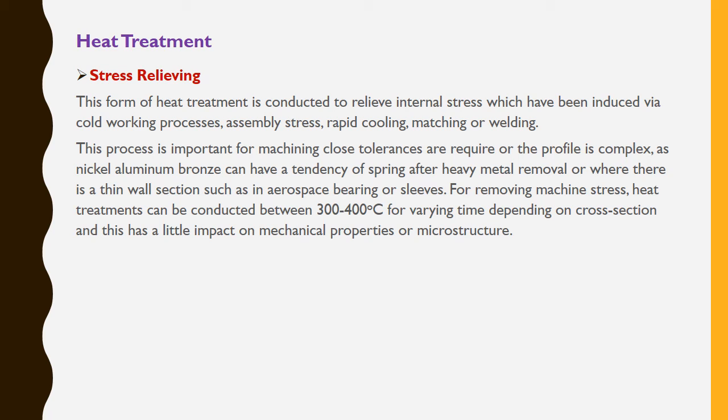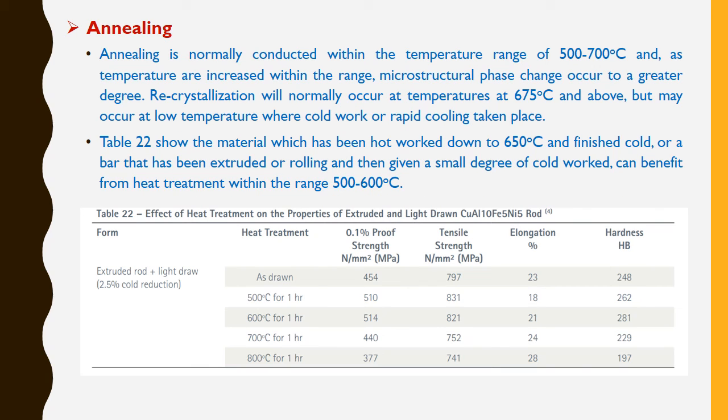For removing machining stress, heat treatment can be conducted between 300 to 400 degrees Celsius for varying times depending on cross-section, and this has little impact on mechanical properties or microstructure. Annealing is normally conducted within a temperature range of 500 to 700 degrees Celsius, and as temperature increases within the range, microstructural phase changes occur to a greater degree. Recrystallization will normally occur at temperatures of 675 degrees Celsius and above, but may occur at lower temperatures where cold work or repeated cooling has taken place.